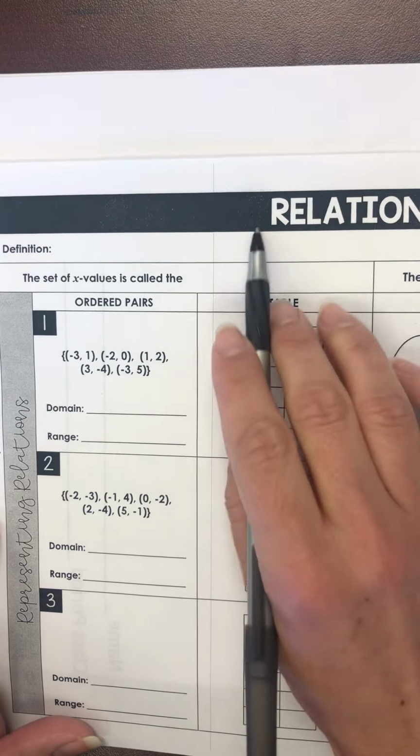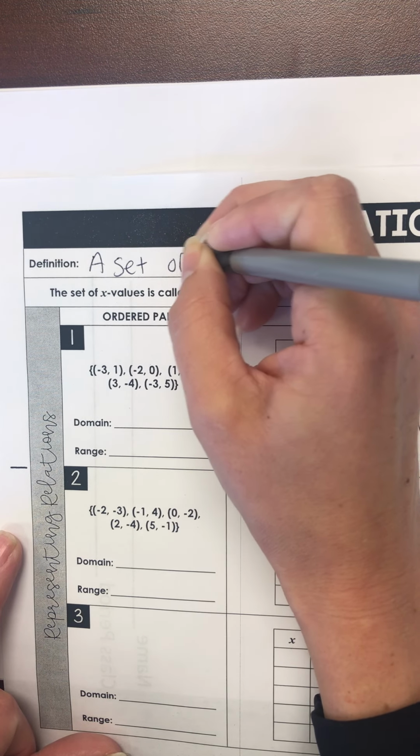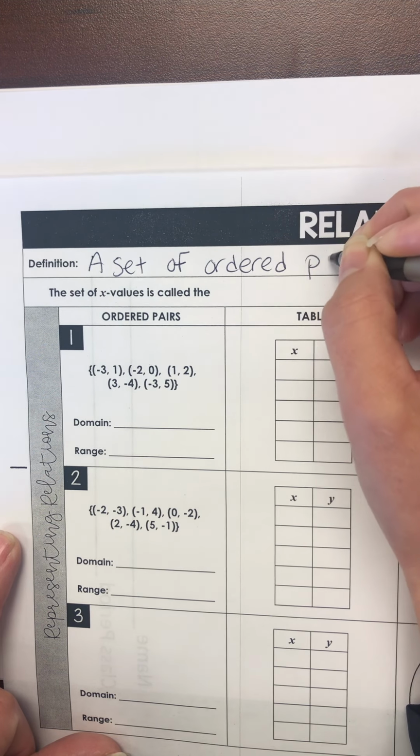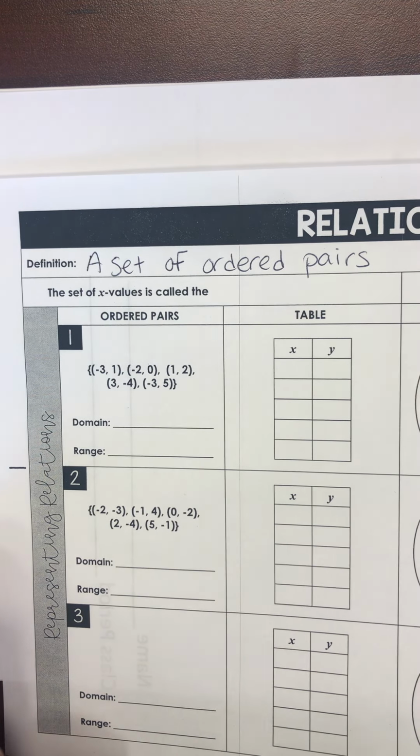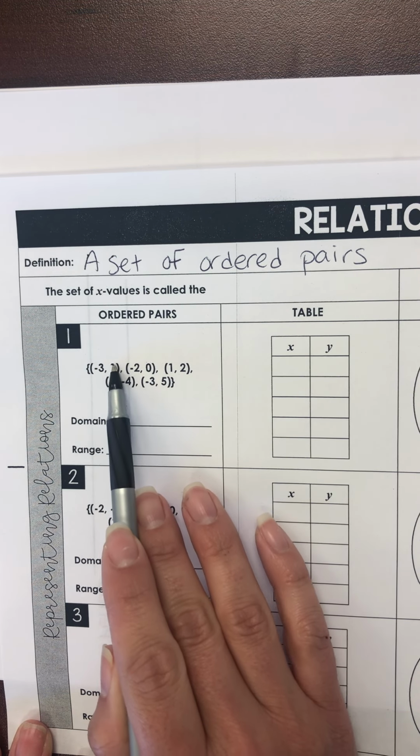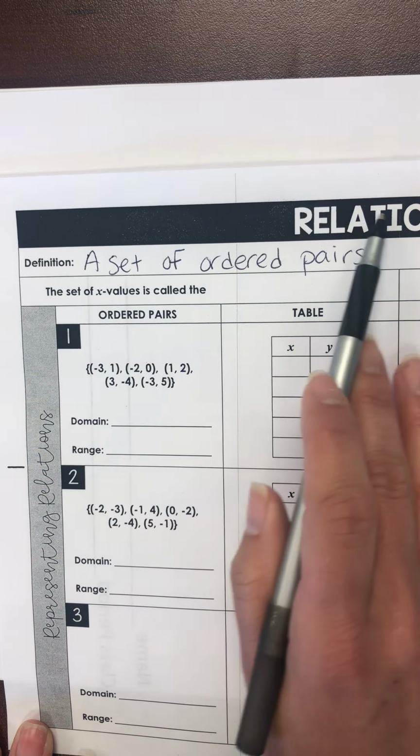So what a relation means is a set of ordered pairs. So a relation just means a set of ordered pairs. What do I mean by ordered pairs? So ordered pairs just mean our coordinates or our points, and you have multiple points in that set. So that's a relation.